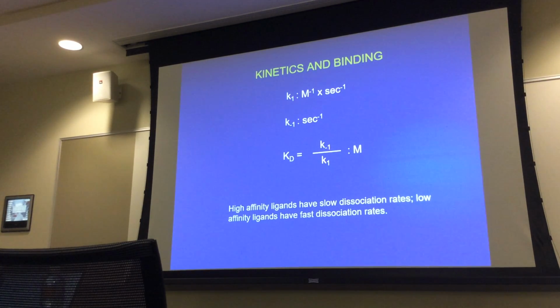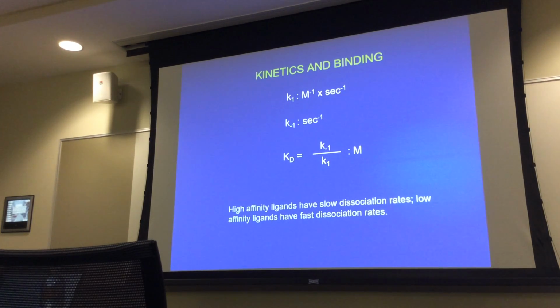So there is a significant relationship between kinetics and affinity. You already know this because we define the dissociation equilibrium constant, which again, as you remember, is a measure of affinity. Remember, the higher the KD, the lower the affinity. The lower the KD, the higher the affinity. So the KD is a measure of affinity, and it is the ratio between K minus 1 and K1.